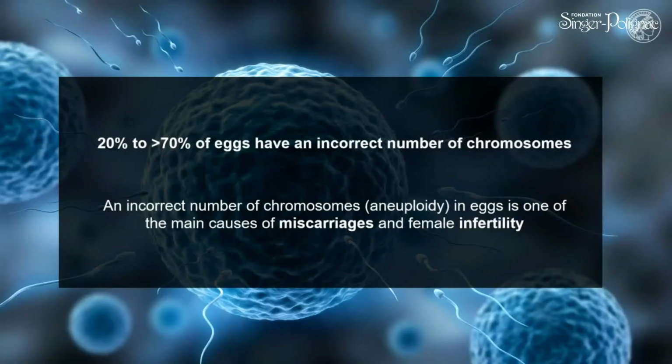And the numbers are really quite shocking. Already in fairly young women, 20% of eggs are aneuploid, and this increases to more than 70% of eggs in women over 40. And for this reason, aneuploidy in eggs is the main cause of miscarriages and female infertility.